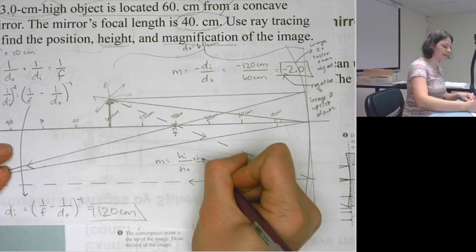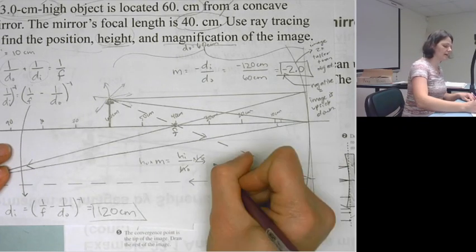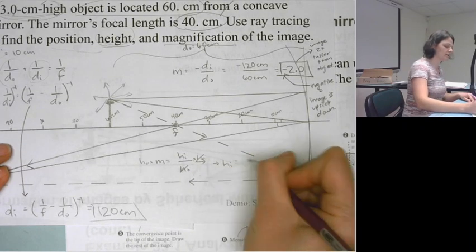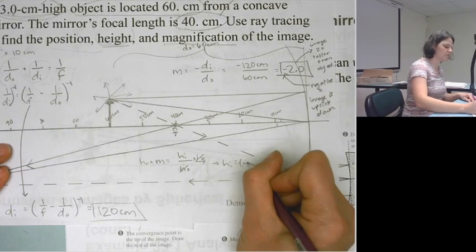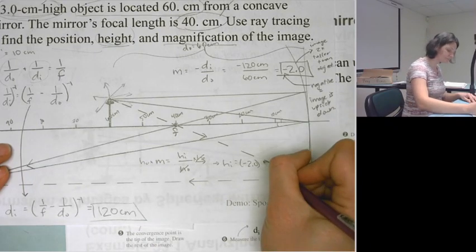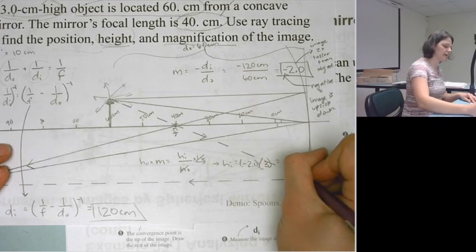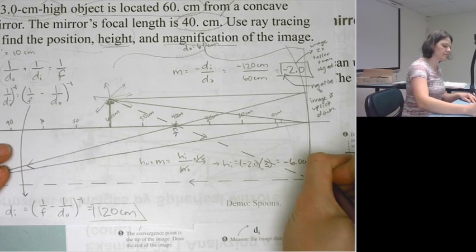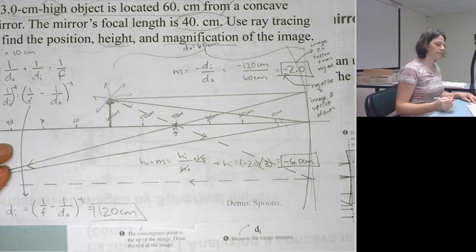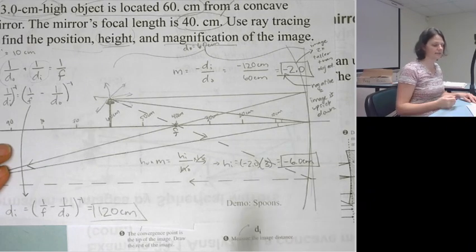And so I want to solve for the height of the image. So I'll multiply by the height of the object on both sides so that the height of the object will cancel. And that gives me that the height of the image is the magnification, which is -2, times the height of the object, which is 3. So I'll get -6 centimeters. And again, this negative just tells me that it's upside down, and it's 6 centimeters tall.